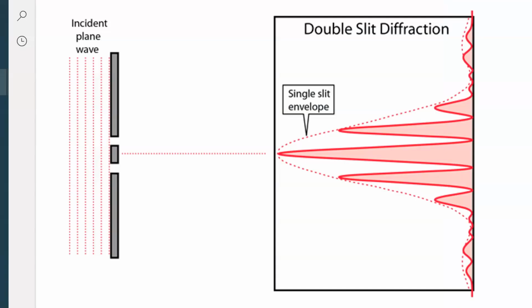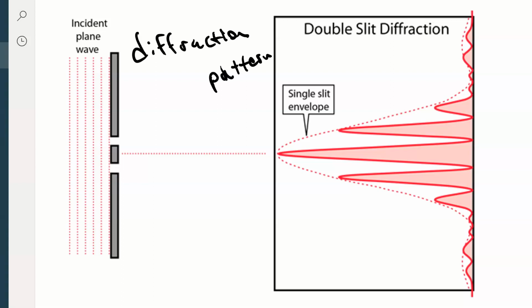Now, if you shine visible light, or a single wavelength of visible light, like a laser, through a pair of slits that are the right size, you see this double slit diffraction pattern. Really, it's an alternate pattern of light and dark. Here's another example of a diffraction pattern.